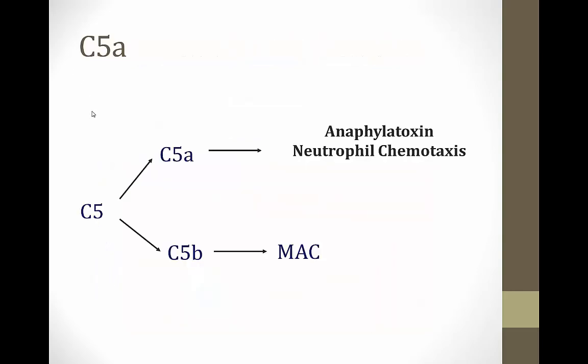Just like when C3 was converted to C3b, it split off a smaller protein. The same thing is true of C5. When C5 is converted to C5b to go on to form the MAC, it splits off a smaller protein called C5a. And C5a is an anaphylotoxin. It has the same properties as C3a. It can stimulate histamine release and increase vascular permeability, leading to anaphylaxis. In addition, C5a has a special property. It's a neutrophil chemotaxis agent, so it can draw neutrophils into the sites of complement activation.